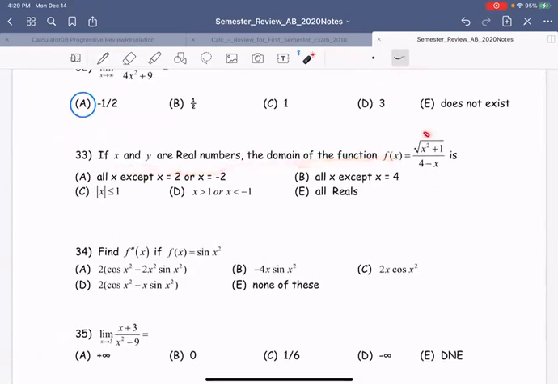Now, this guy. Wow, they give so easy question. No, this is hard. Okay, let's see. The domain. What is the domain? All real numbers? No. All except for 4, right? Yes. Okay.